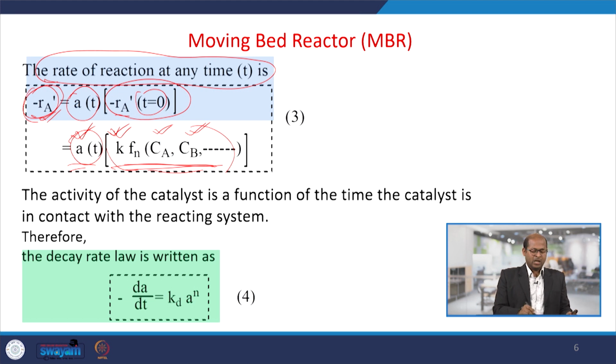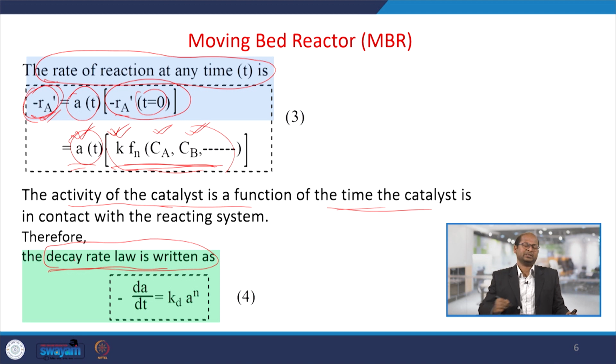So, now in the activity terms for the catalyst, let us say the decay rate law for this particular system, the moving bed reactor, where the catalyst is going to deactivate. The general deactivation rate equation is minus dA by dt equals Kd into a to the power n. Here n is the order of the deactivation equation, and Kd is the deactivation rate constant. We already discussed that in our previous class.